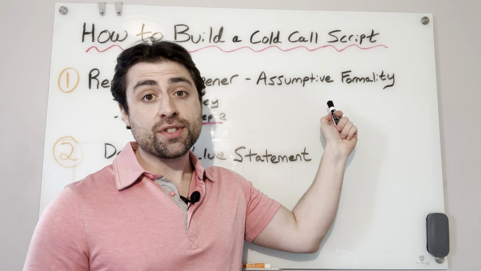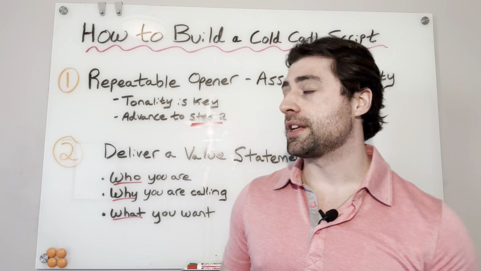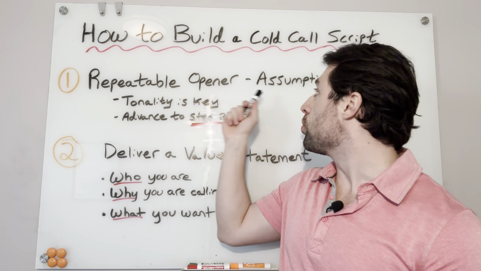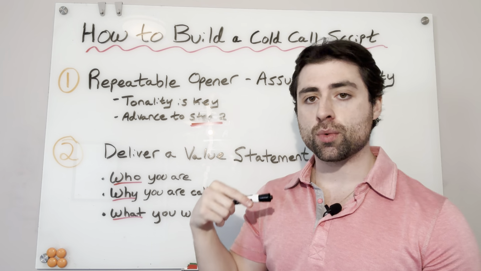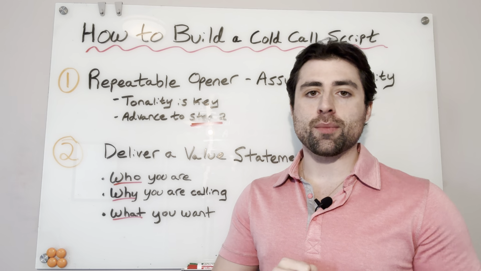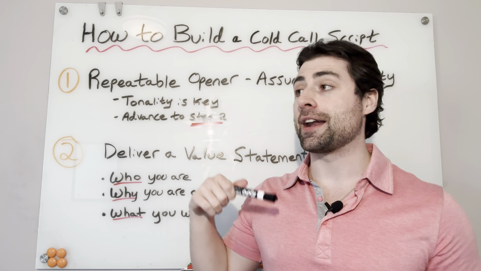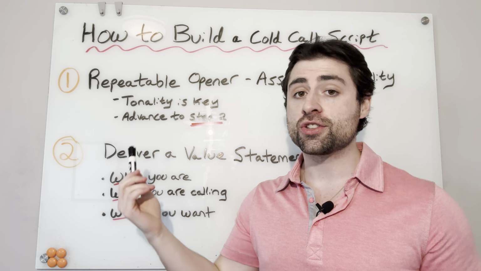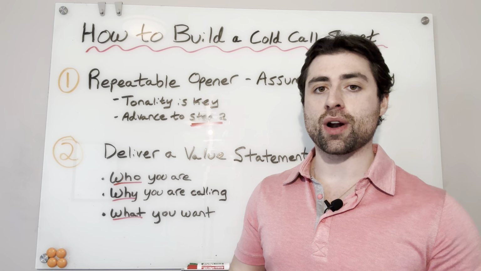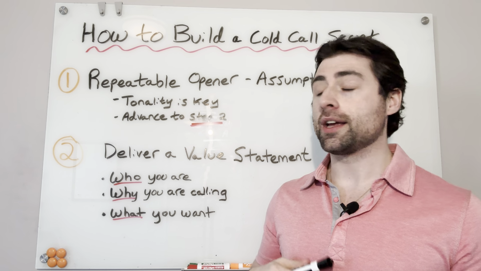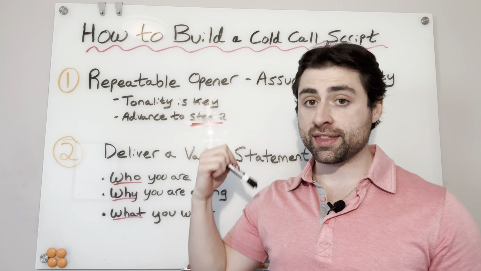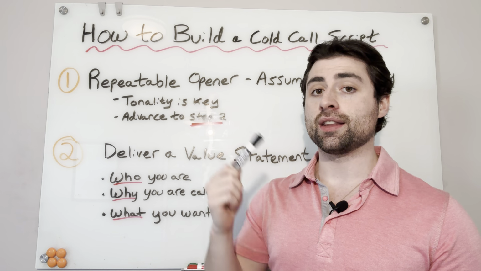And what I prefer to use is what I call an assumptive formality, and the tonality is key here. You want to use an assumptive downward inflecting tonality. Basically what I'm trying to signal with my cold call opening is that I'm not here to waste your time. Just give me a quick formality back and then I'll go right into telling you why I'm calling. So I'll show you 2 quick examples here, one with the downward inflecting assumptive tonality and then followed by an upward inflecting tone.